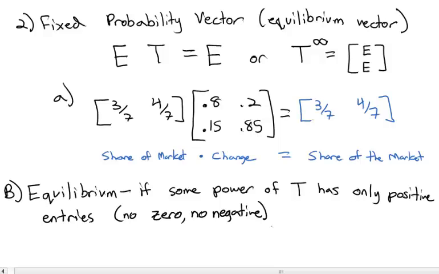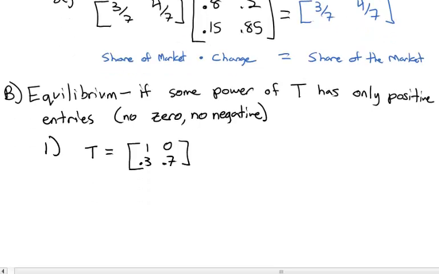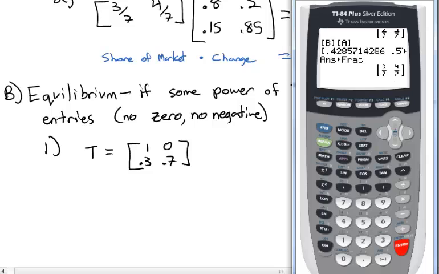Now granted, we're talking about probabilities, so we're not going to see any negative entries, but specifically no zero is the big thing. So, for example, if I have a transition matrix that is equal to 1, 0, 0.3, 0.7, if I can find some exponent of this transition matrix that has all positive entries, we can reach equilibrium.